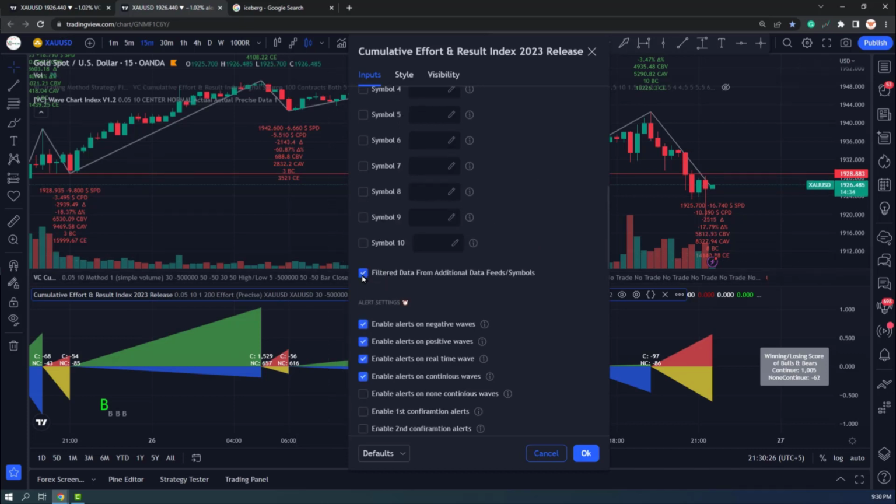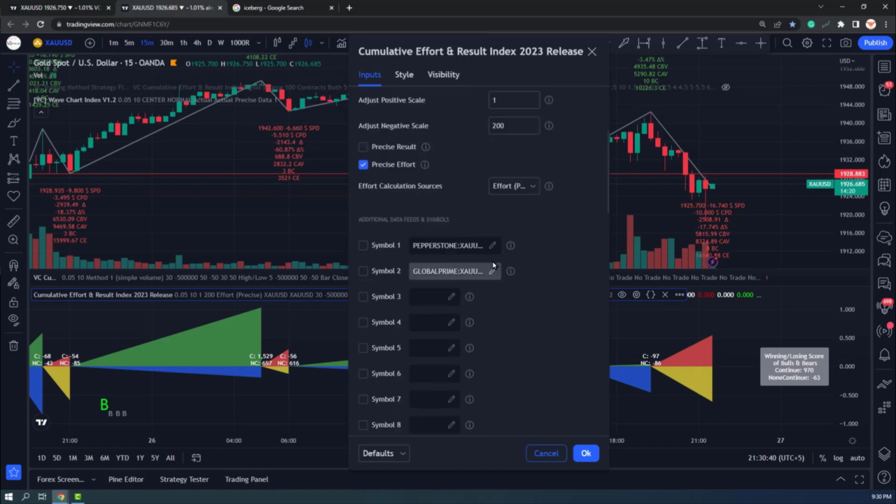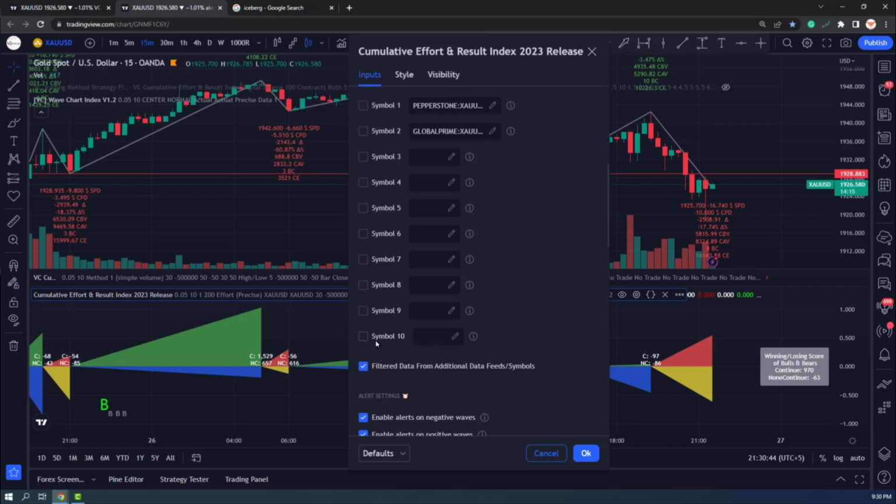There is another input, filtered data from additional data feeds. It means all the data you are pulling from other exchanges should be filtered as well, just like the precise data here. So you should check this input if you want to filter out all the data that you are pulling from additional exchanges.